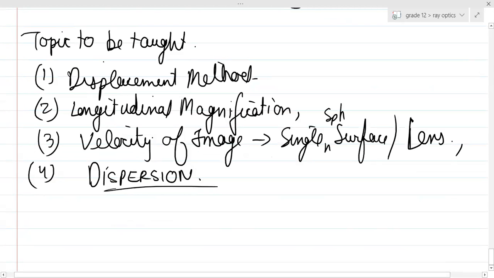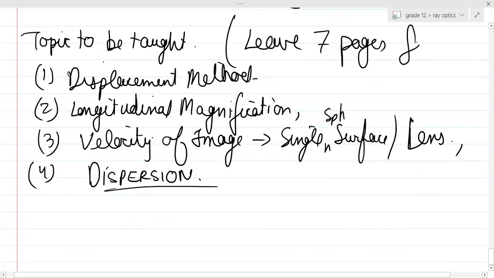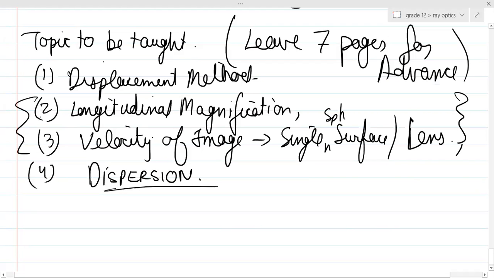So, guys, leave 7 pages for advanced. Mains and NEET is clear? By the way, this is also on Mains and NEET, but I'm not teaching it as of now because I want to move on to the next thing. Is it clear, guys?